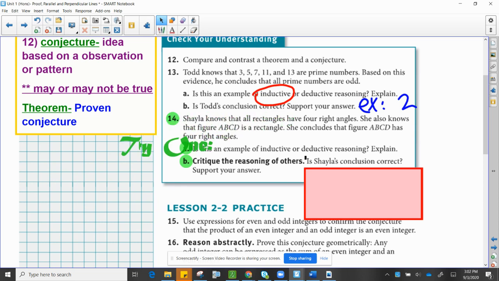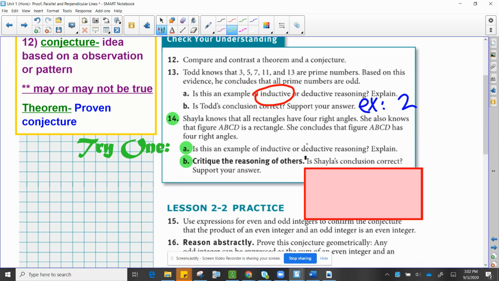Okay, so I want you guys to try 14 on your own. Shayla knows that all rectangles have 4 right angles. She knows the figure ABCD is a rectangle. She concludes that figure ABCD has 4 right angles. So is Shayla using inductive or deductive reasoning here? And make sure you can back up your answer.